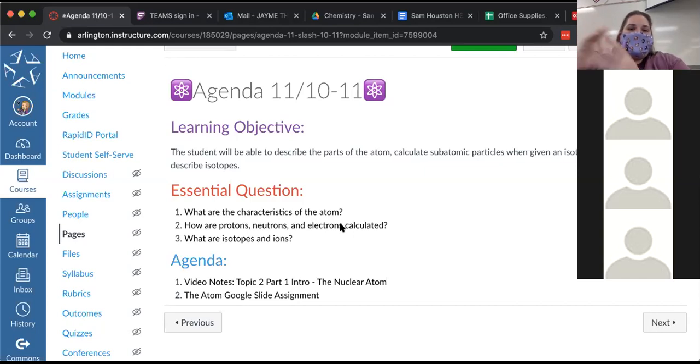If you're given a symbol or a name of an isotope, how do you calculate that? Or the opposite way, if you're given the protons, neutrons, and electrons, how do you figure out how to write the symbol for an isotope of an atom? And then the last one is what are isotopes and ions, because that has to do with our atoms having different numbers of neutrons or different numbers of electrons, depending on which one's changing.